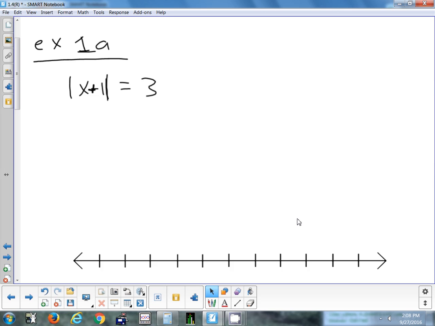Shannon? Because there's nothing attached. Yeah, there's nothing outside the absolute value. There's no 3 here. There's no plus 2. There's none of that. Absolute value bars are by themselves. I'm good. I can split it.